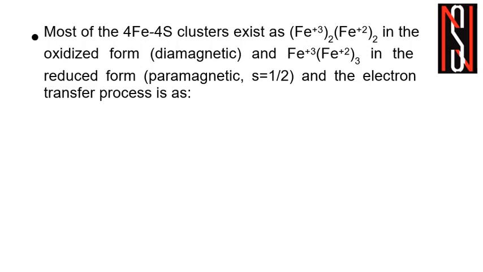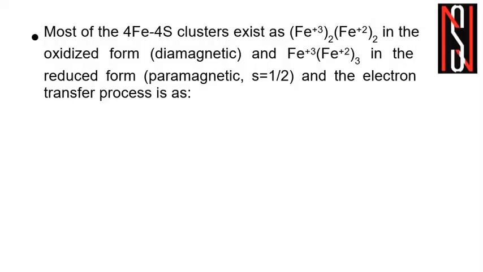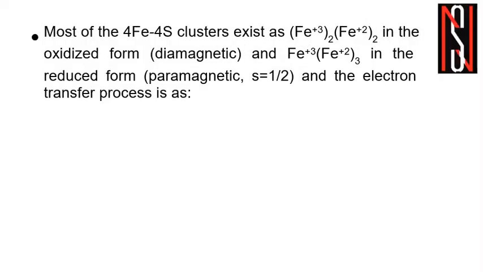So here we will try to learn the electron transfer process of this 4Fe4S cluster, or the 4Fe ferredoxin. In this 4Fe ferredoxin, in the oxidized form, the iron atoms will be in variable oxidation states. 2 iron atoms will be in +3 oxidation state and 2 iron atoms will be in +2 oxidation state. And in order to function as a one electron transfer agent, in the reduced form not all the iron atoms will be in +2 oxidation state. At least 1 iron atom will be in +3 oxidation state and 3 iron atoms will be in +2 oxidation state, and therefore it will function as a one electron transfer agent.